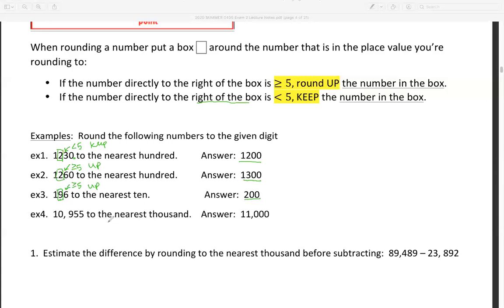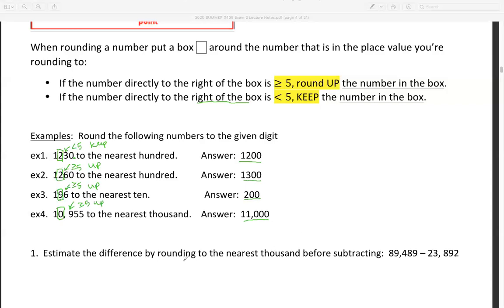Okay, we're rounding to the nearest 1,000 here. The 0 is in the 1,000 place. The number to the right of the box is 9. That's greater than or equal to 5, so we're going to round up. So the 0 is going to go to 11. And then again, just replace all the other numbers with the 0.